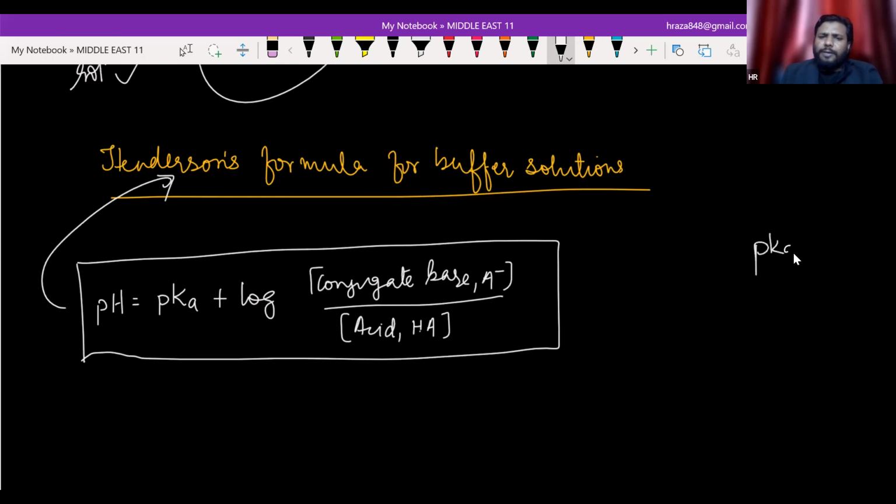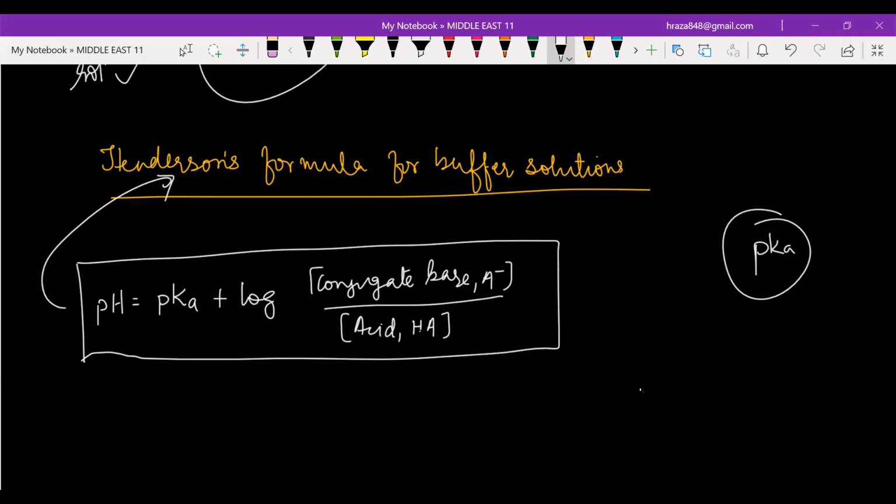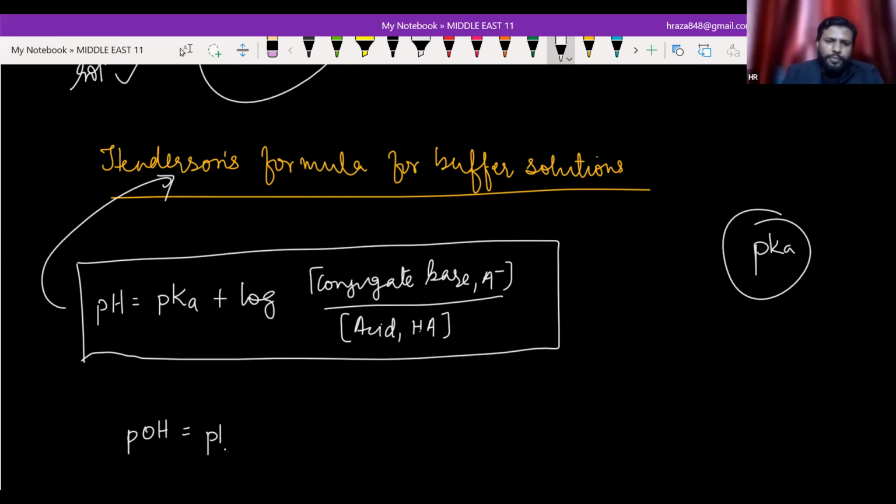Do you know what is pKa? No, sir. Okay. And in terms of pOH, we can also write pOH equals pKb plus log of, here it is the base B and its conjugate acid, that is BH plus.